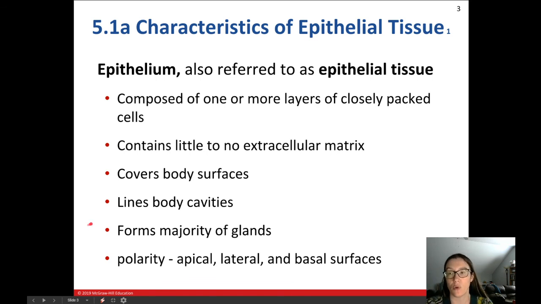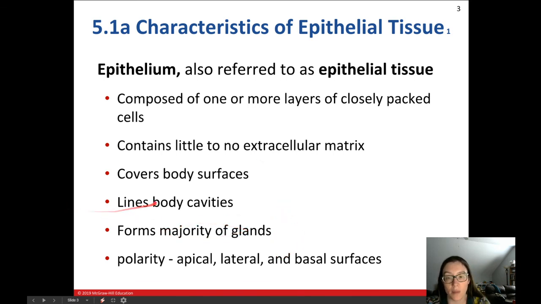This is composed of one or more layers of closely packed cells that contain little to no extracellular matrix. So this part should be reviewed from our lab. Epithelium is found covering body surfaces and lining body cavities. So the serous membranes that we talked about in chapter 1 are going to be lined with epithelium. It also, like our skin, is going to be covered in epithelial tissue.